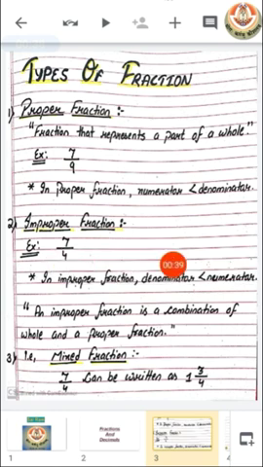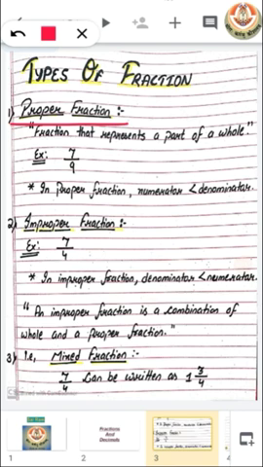First, we will go through the proper fraction. In a proper fraction, the numerator is always smaller than the denominator. We all know what the numerator and denominator are.